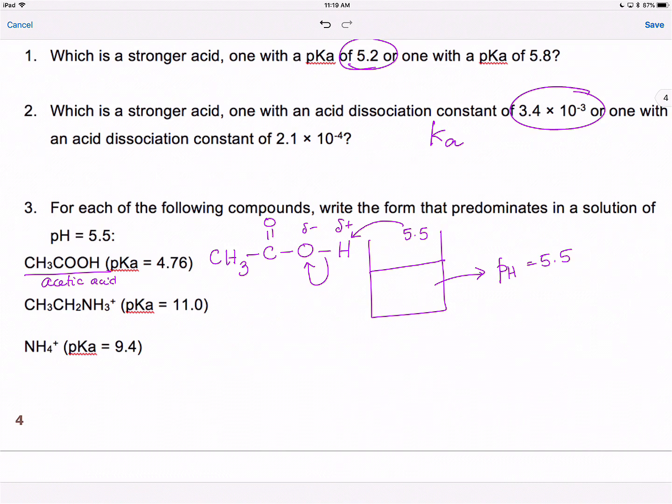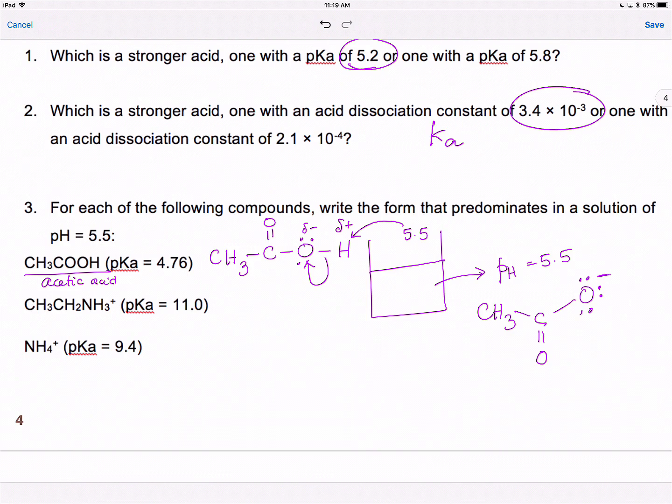So the predominant one will be CH3, C double bond O, starts with 2 lone pairs of electrons. That sigma bond is going to form the third lone pair, negative charge. All right? That's what it is. That's the predominant form. Any questions?